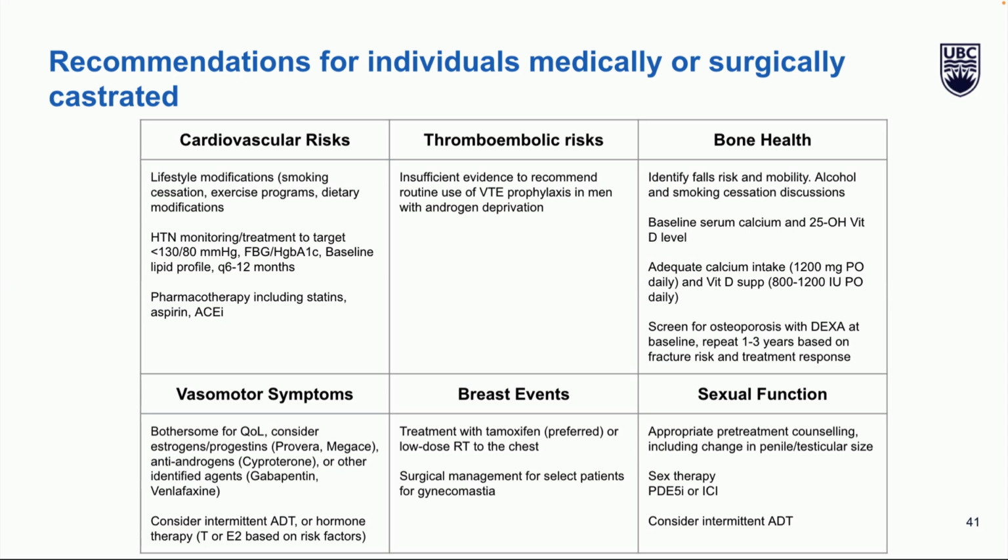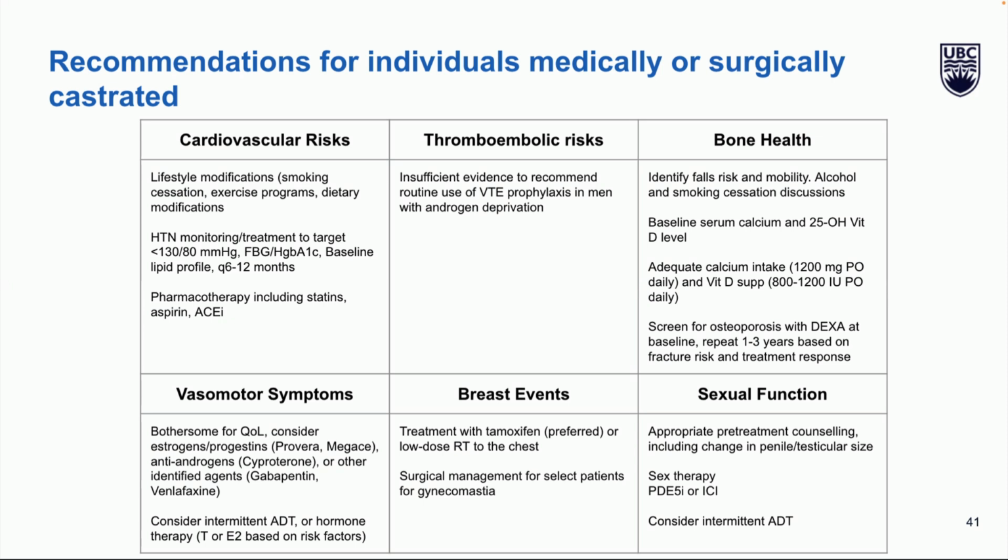Some of the other quality of life metrics that are used are bothersome vasomotor symptoms. For this, what can be considered are estrogens and progestins, as well as the use of anti-androgens or any other identified agents. In the guidelines, it includes gabapentin and venlafaxine. Something that is often trialed for vasomotor symptoms is a consideration of androgen deprivation therapy for individuals that undergo castration for non-surgical or oncological reasons. Possibly the return of either testosterone or estradiol can be discussed. For bothersome breast events, usually the treatment is tamoxifen, which is preferred, or it can also be low-dose radiation therapy to the chest. For some individuals and select patients, the surgical management for gynecomastia can also be recommended.